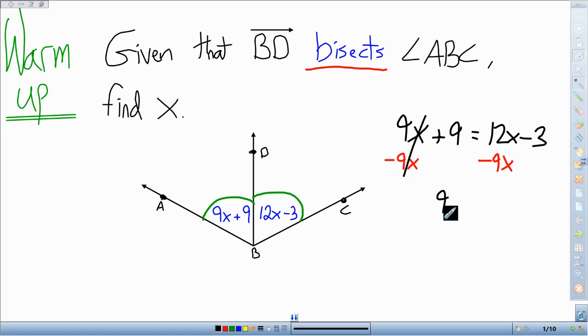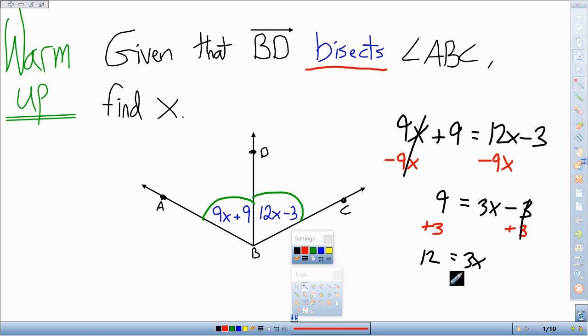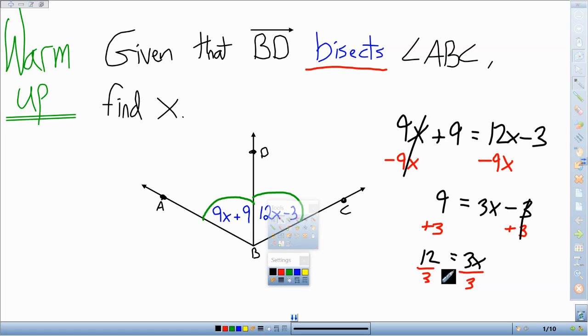All right, so they're gone on the left. I got a 9. Over here, it looks like I have a 3x, and then bringing down that minus 3. Okay, now I can solve for x. Remember, we deal with what's being added or subtracted first. So this 3 that's being subtracted, let's get rid of it by adding. And it looks like we're getting a 12 equals 3x. Okay, finally, we can get rid of this 3. It's being multiplied, so we'll divide both sides. And it looks like 3 is going to go into 12 4 times. I'm going to get 4 equals x.